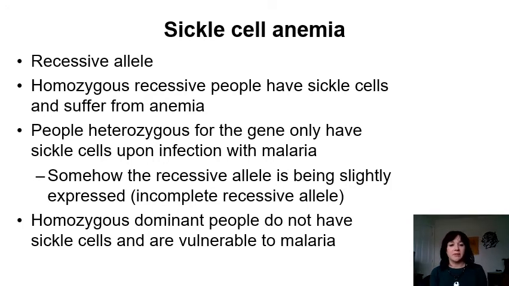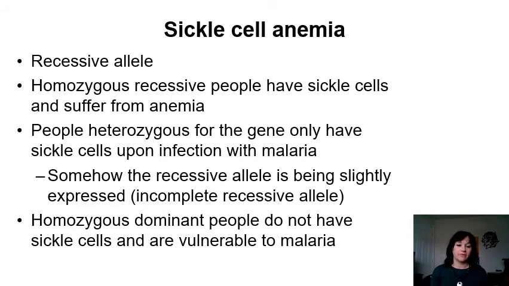Now, for sickle cell anemia, the sickle cell allele is a recessive allele, as you may have discerned. So only people that are homozygous recessive, that have two copies of this recessive allele, are going to suffer from the disease and are going to have anemia. People that are heterozygous are not going to have sickle cell anemia, right? Because in a heterozygous situation, the dominant gene, which is the healthy variant, is the one that's going to win out. But they still have that allele present, all right?